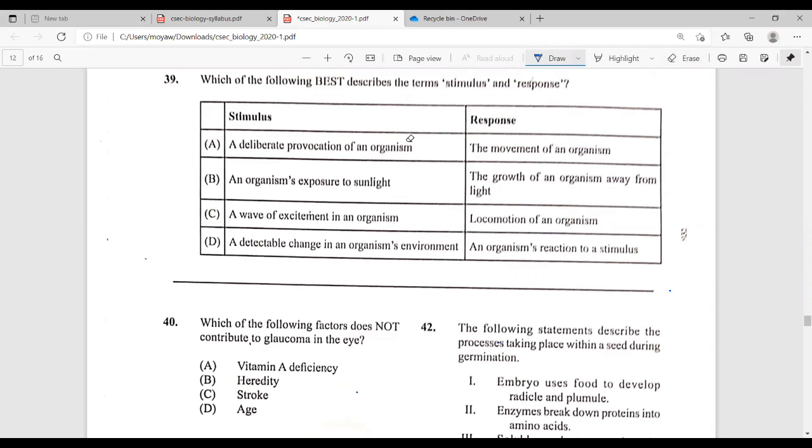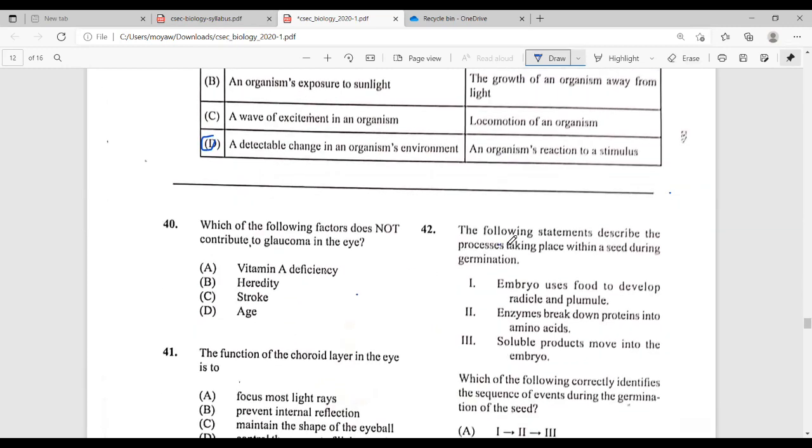Question 39. Which of the following best describe the term stimulus and response? So remember, stimulus is any change in an organism's environment, while a response is how you react to that change. So the best option here would have been D, with a stimulus being a detectable change in an organism's environment, and then a response an organism's reaction to a stimulus. So question 40. Which of the following factors does not contribute to glaucoma in the eye? So we have A, vitamin A deficiency, B, heredity, C, stroke, and D, age.